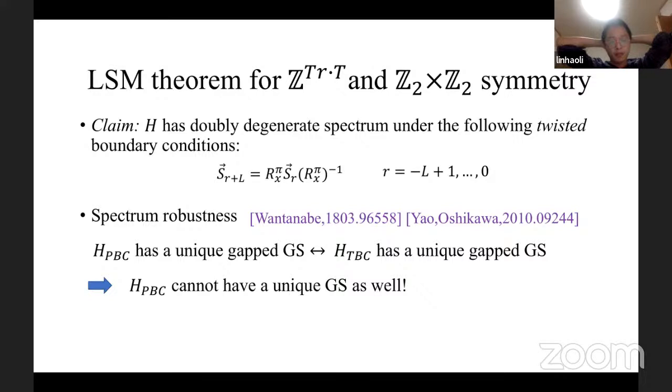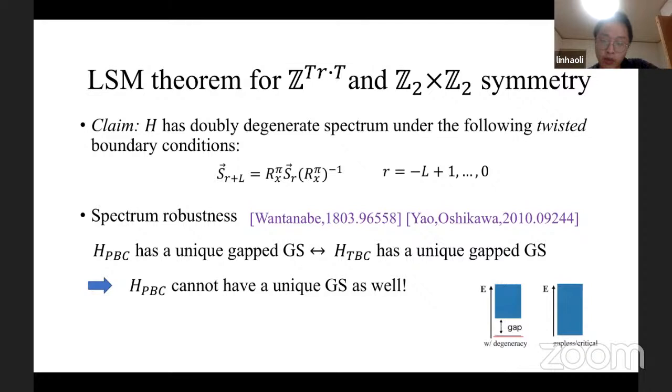Therefore, by this argument, we can conclude that for any T2 and D2 cross D2 invariant half integer spin chain, the Hamiltonian under the periodic boundary condition cannot have a unique gapped ground state. Instead, the low energy spectrum must be either gapless or gapped with non-trivial ground state degeneracy. So this finishes our proof. Is there any question?